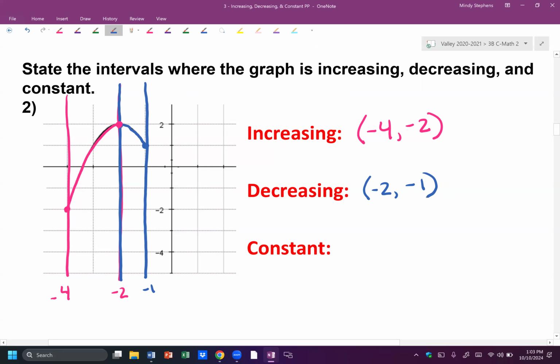So do I have any flat pieces in my graph? No. So there is no constant, or you can just write none for constant. There's no constant. Don't write 0, just write none because there is not one.